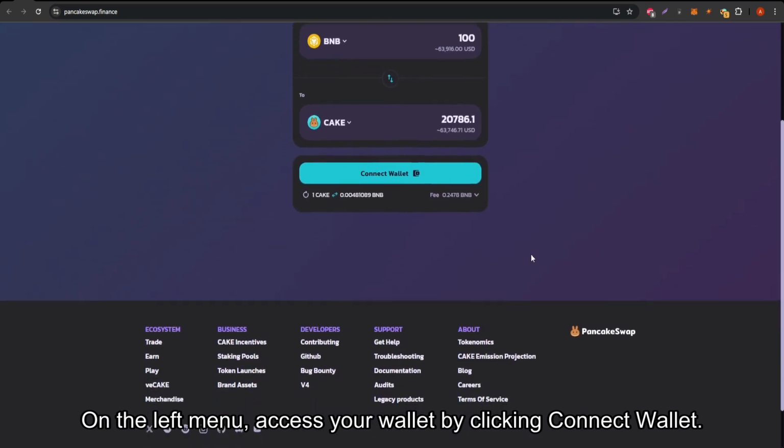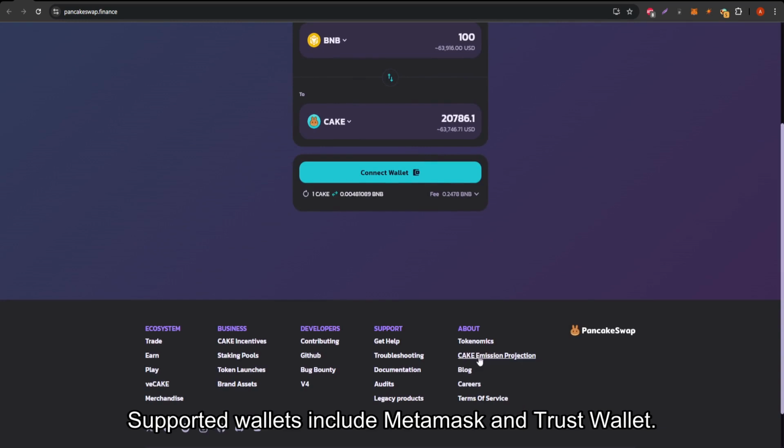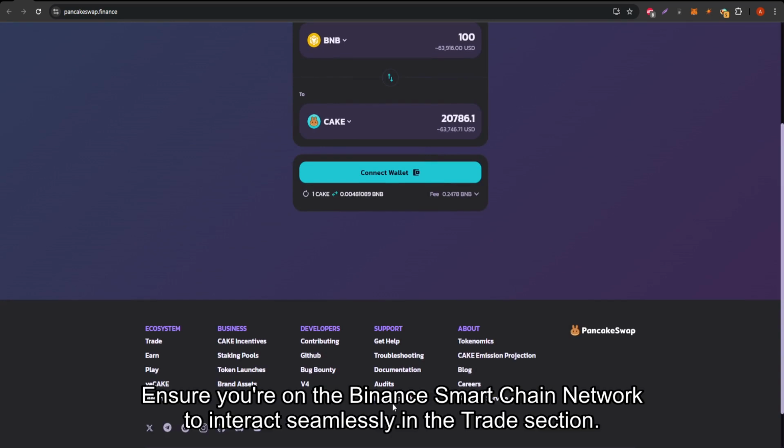On the left menu, access your wallet by clicking Connect Wallet. Supported wallets include MetaMask and Trust Wallet. Ensure you're on the Binance Smart Chain network to interact seamlessly.